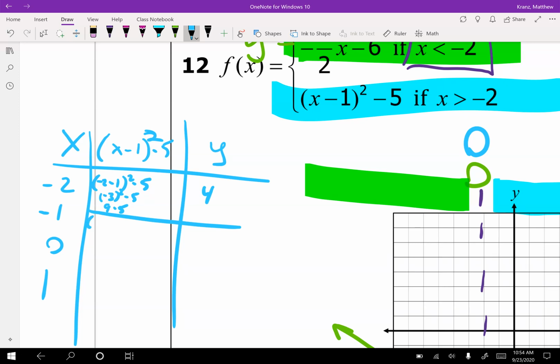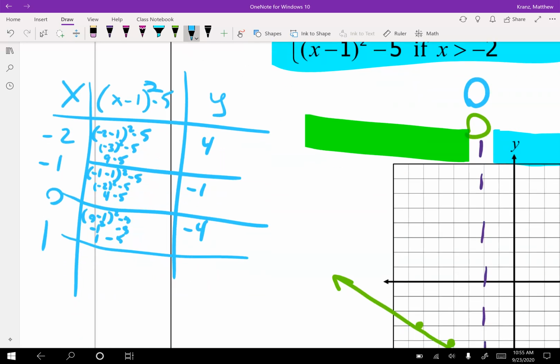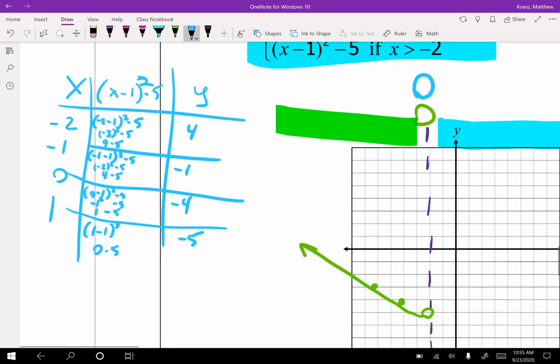Then I have negative 1 minus 1 squared minus 5. Negative 1 minus 1 is negative 2, squared is 4, minus 5, which is negative 1. Then I have 0 minus 1 squared, which is negative 1 squared, which is just 1, minus 5. So 1 minus 5 is negative 4. And then finally, I have 1, which will be 1 minus 1, which is 0 squared, which is 0, minus 5 is negative 5. So those are my values.